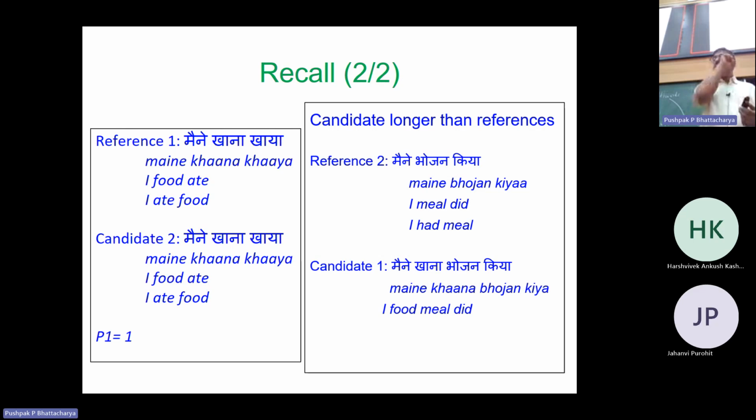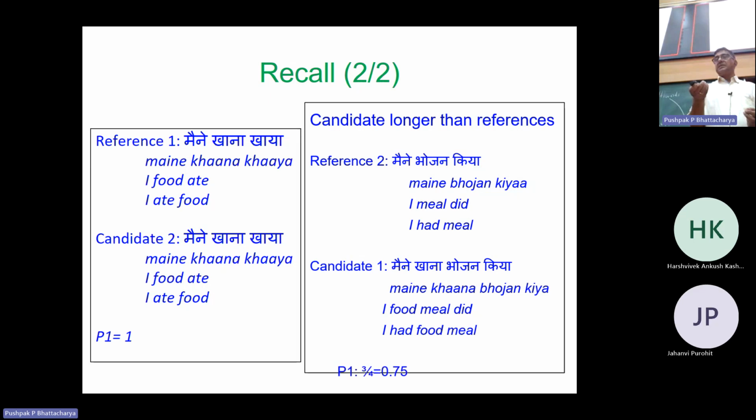I ate food. The reference translation is maine khana khaya, and the candidate output is maine khana khaya, where precision P1 is 1. When the candidate is longer than the reference, then reference 2 is maine bhojan kiya, and candidate 1 is maine khana bhojan kiya. Then again, we see that the metric has undesirable behavior.